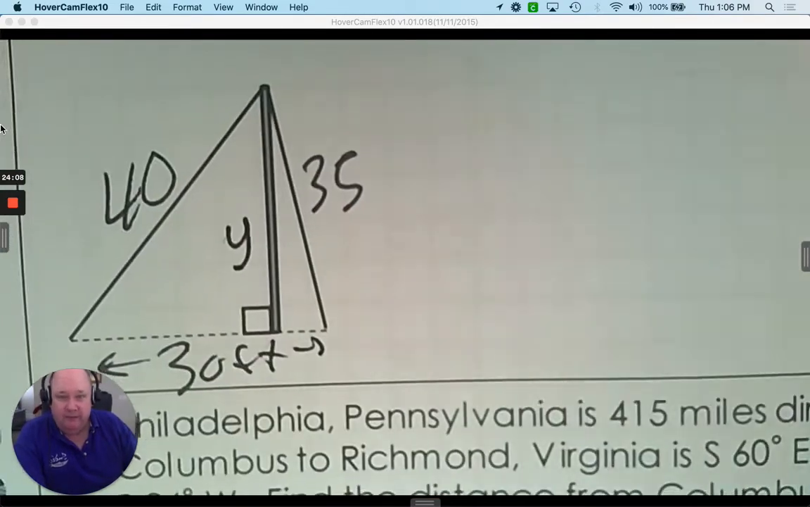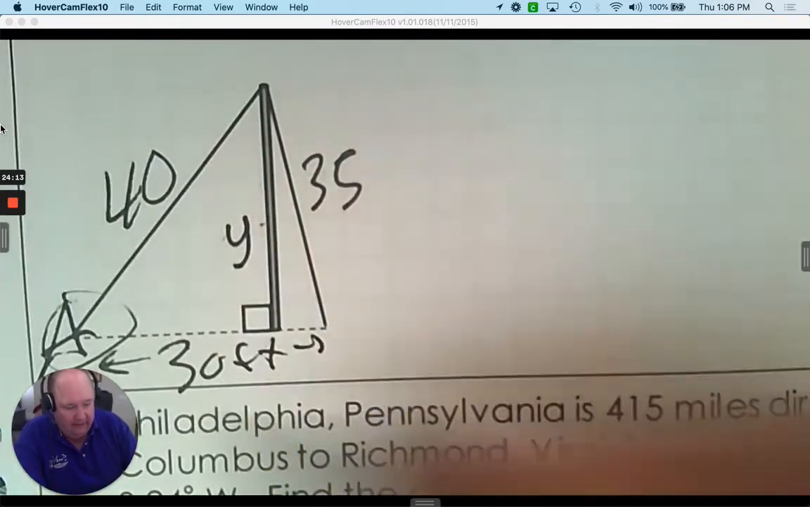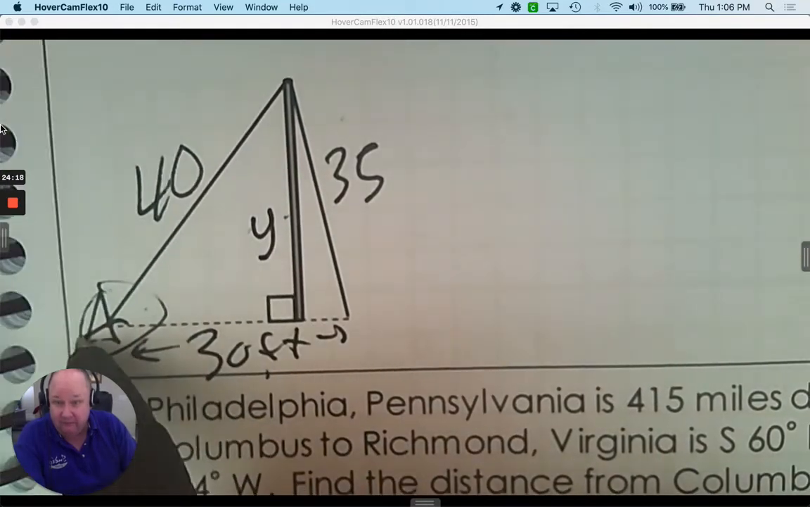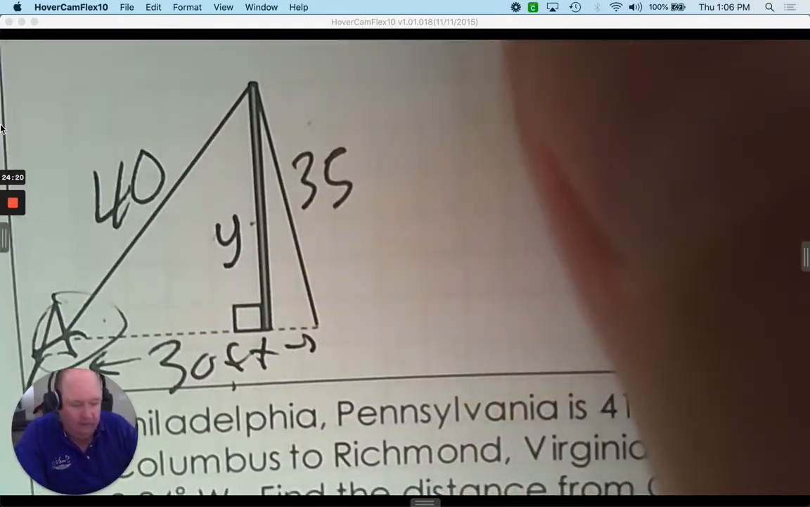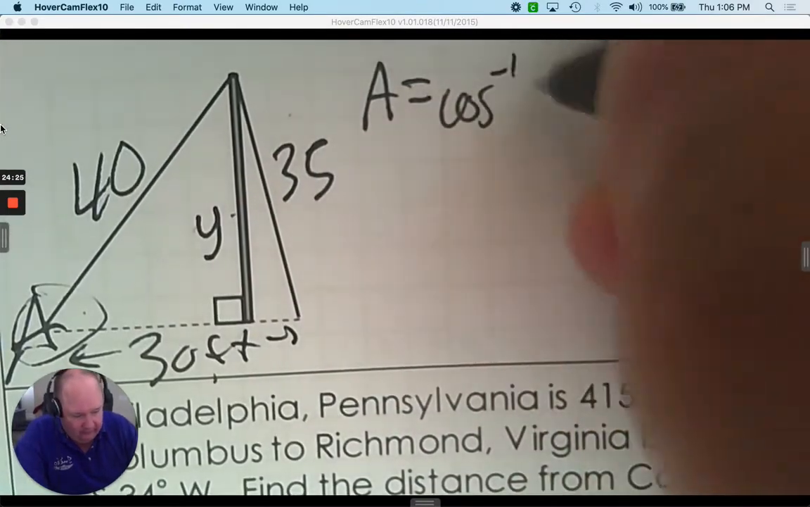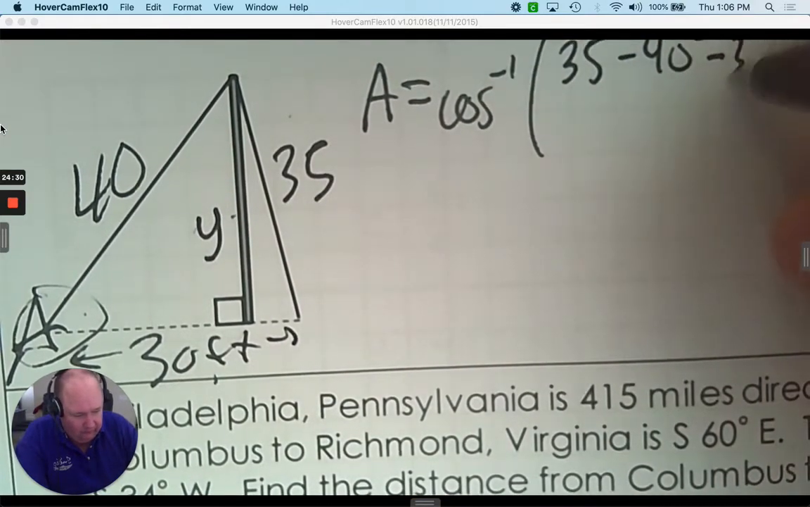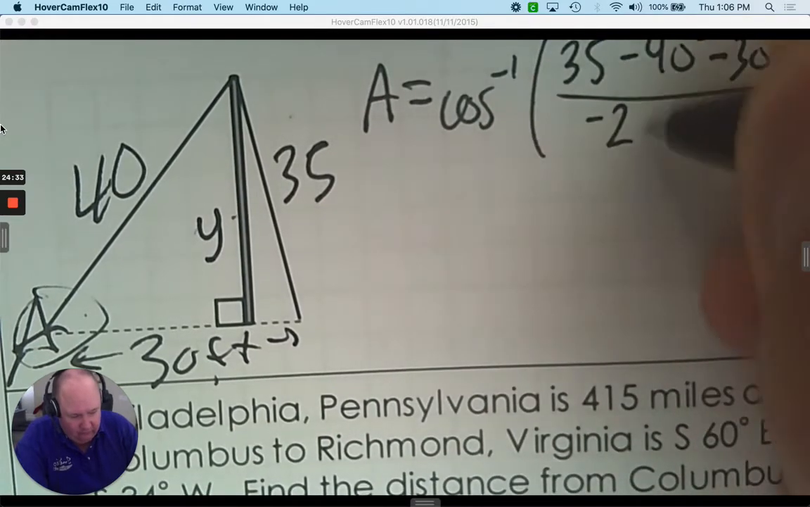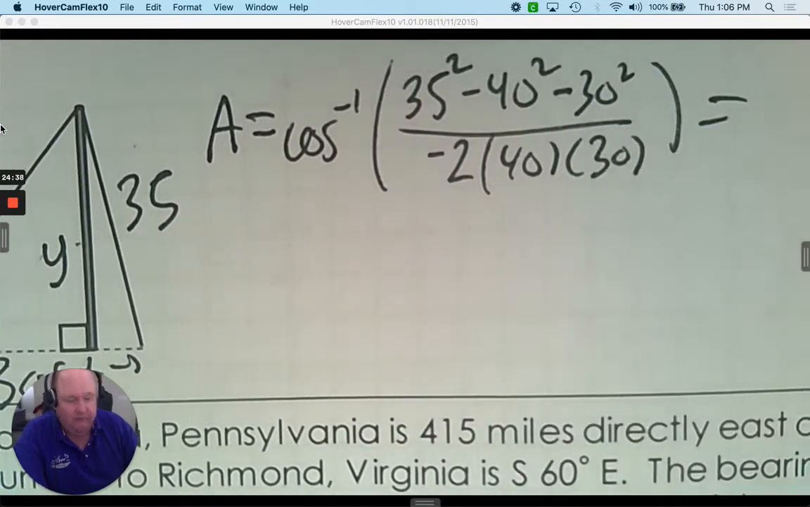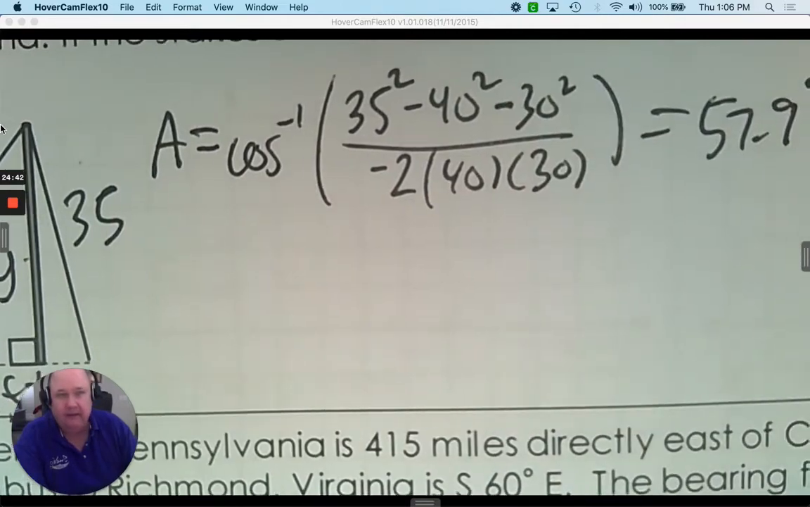In order for me to find the height of that, I need to find this angle. So I'll call that angle A. I need to find this angle, and then I can use it to find the height. So I know three sides, I can find that angle. So that angle is using the law of cosines. The side opposite is 35, minus 40, minus 30, divided by negative 2 times 40 times 30. So there's that. That's the law of cosines. So the angle that's there is 57.9 if you use your calculator.